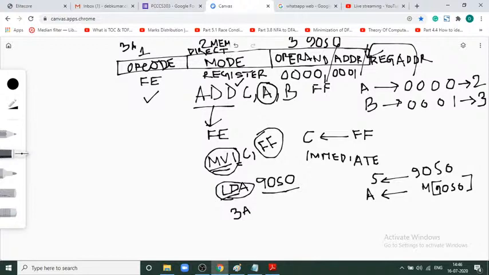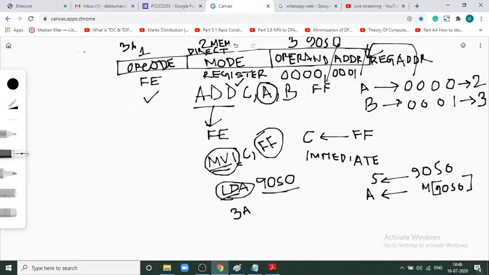So the addressing mode is memory direct. If you have any doubts regarding the instruction format, please tell me. Instruction format varies from instruction to instruction.